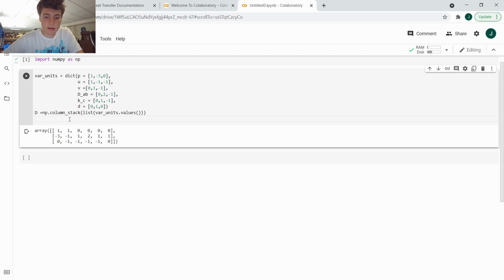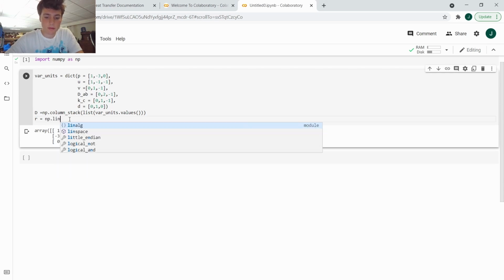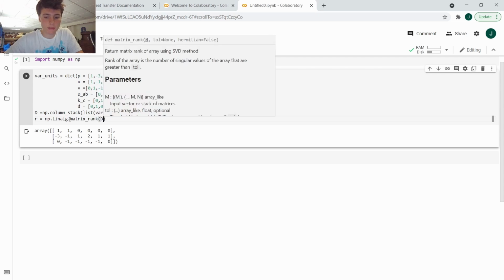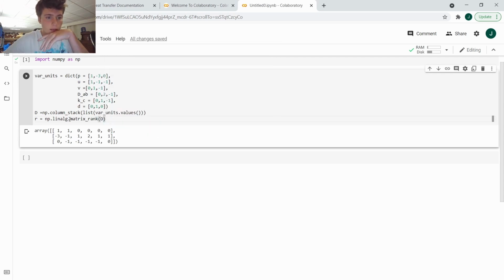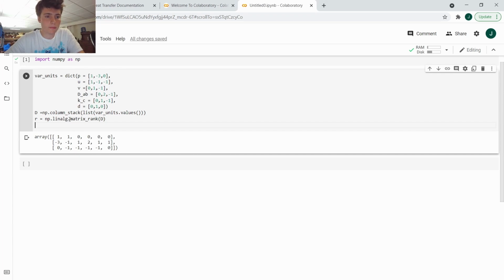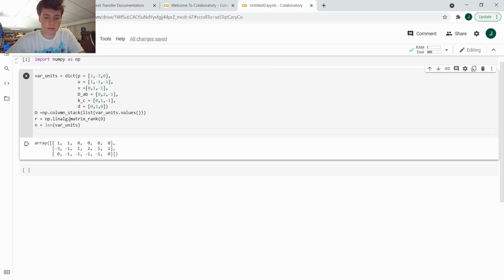We'll say little r to represent the rank of the matrix. Use what we did before, the matrix rank of D. And then the number of variables we have, n, is just the length of our dictionary, 6. And so the number of dimensionless variables, i, is just equal to n minus r.